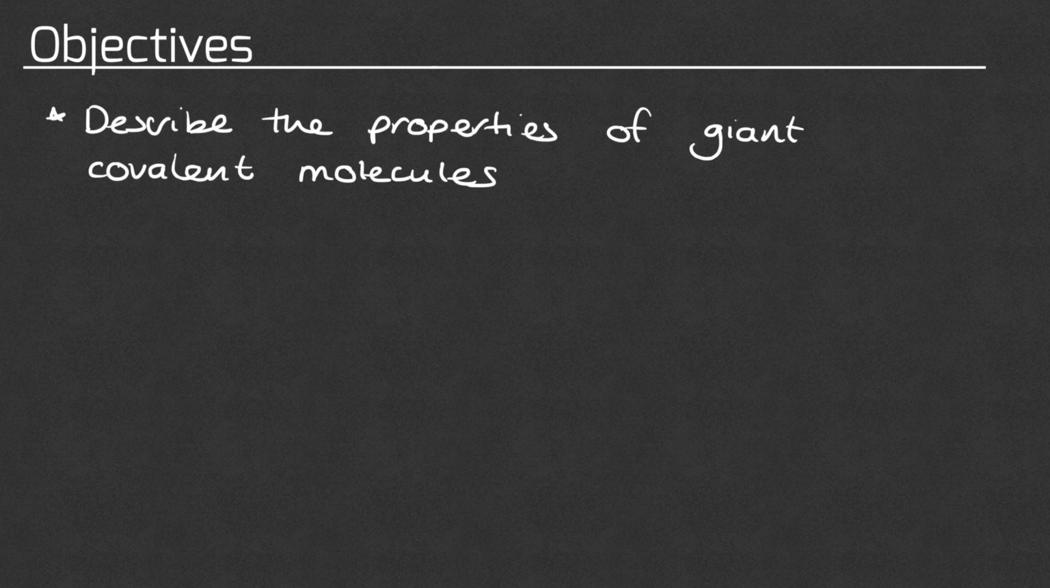In this video, we're going to describe the properties of giant covalent molecules, looking at diamond, graphite, graphene, fullerenes, and polymers.